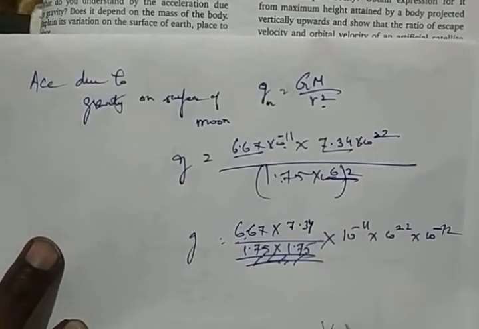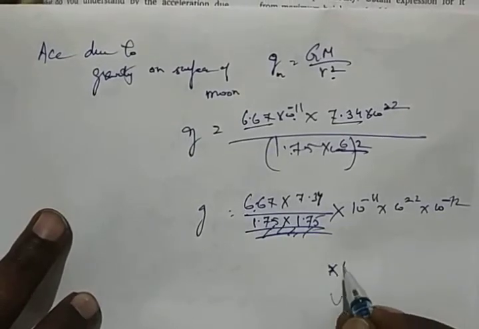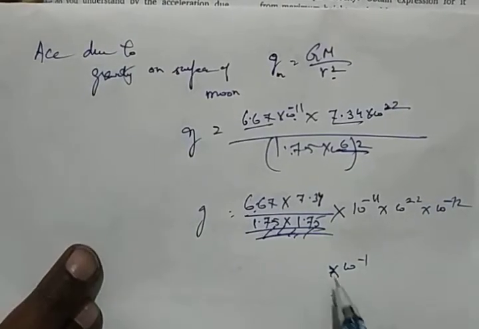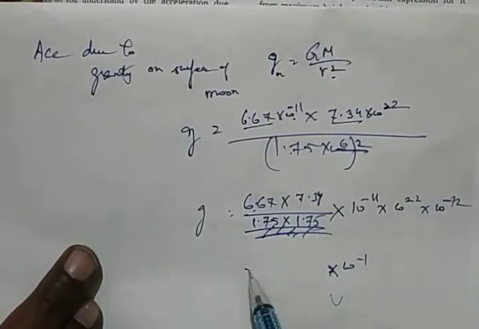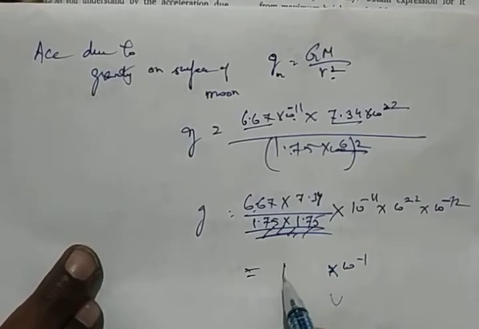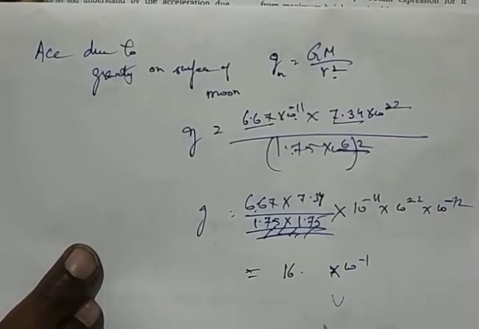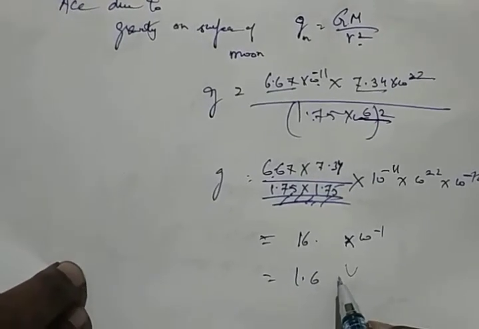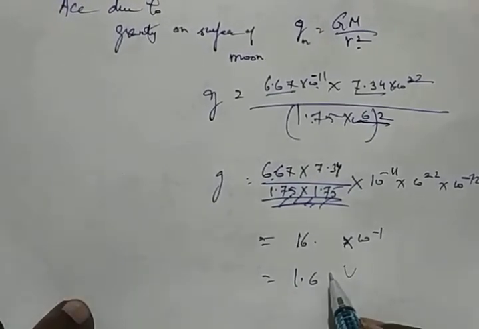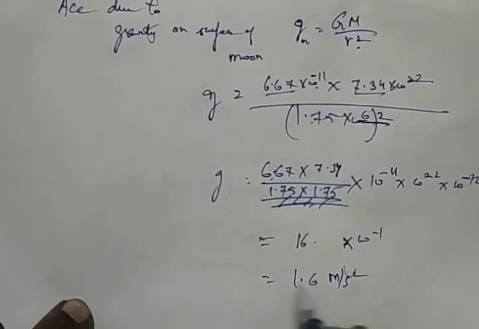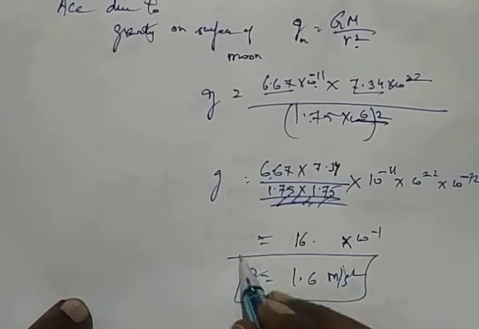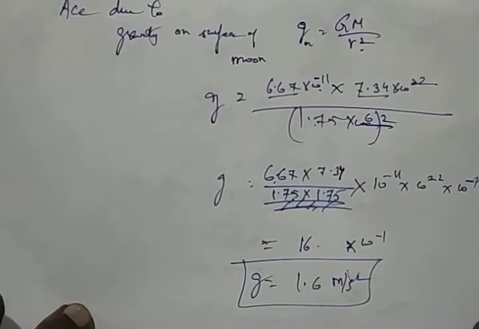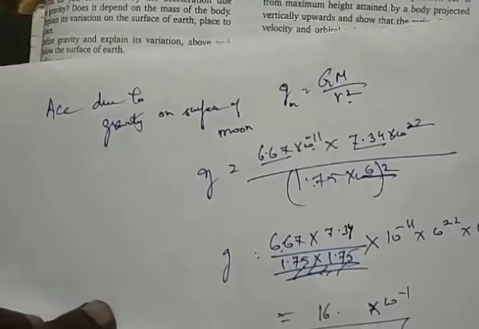So what you will get finally here? You will get into 10 to the power of minus 1. Now this calculation, if you put it, you will get 16. So it's going to be equal to 1.6 meter per second square. That is g. Okay. So it's pretty simple.